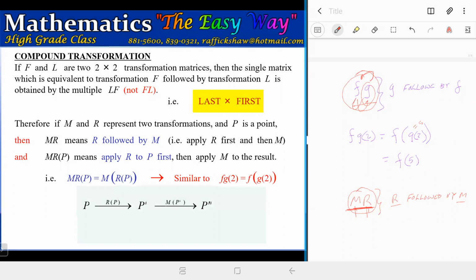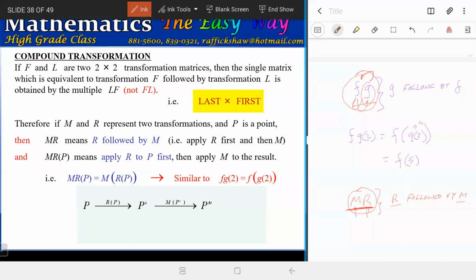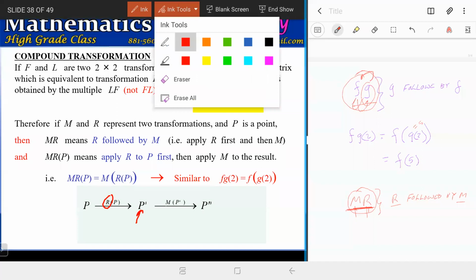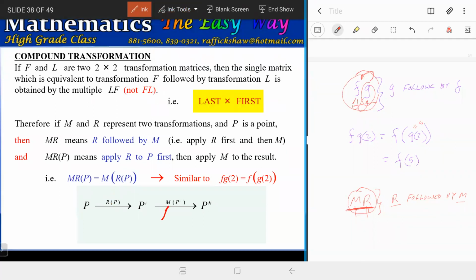So if you have the point P, carry out a transformation, MR and P. You have to apply the R first. That's what you see here in the first step. Apply the R first, and that takes you to P prime here. And after we get to P prime, then we apply the M now to the P prime to get P double prime.